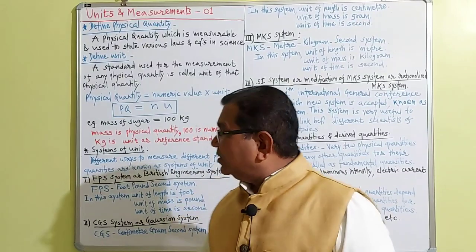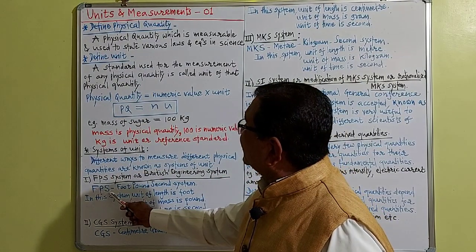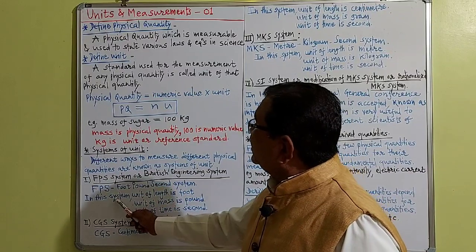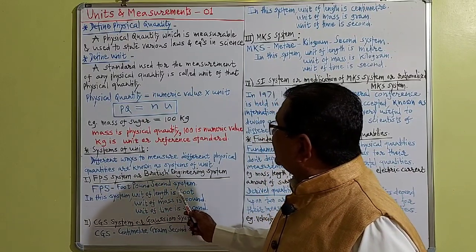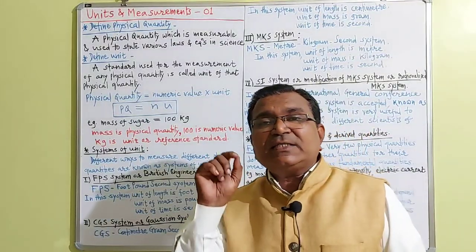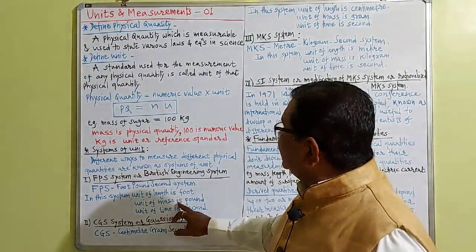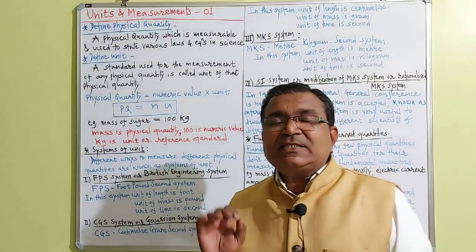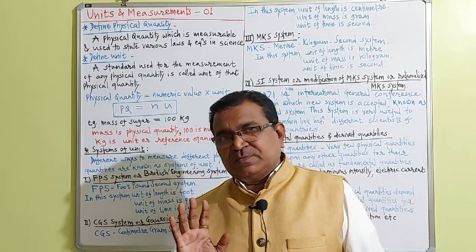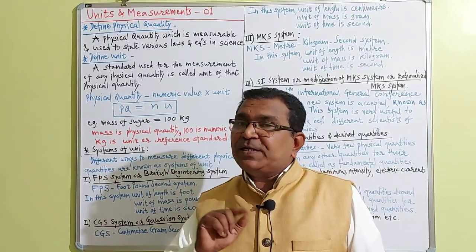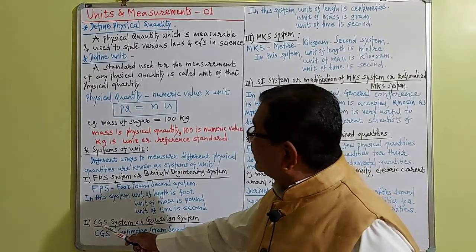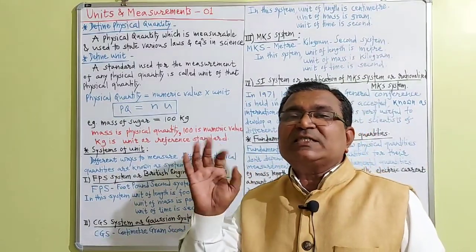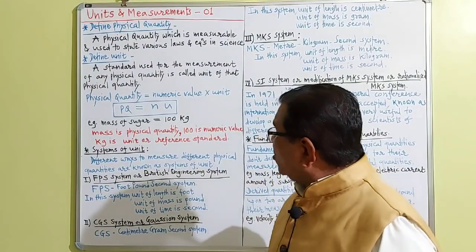Remember well, dear students. Here FPS is the foot, pound, second system. In this system, the unit of length is foot, the unit of mass is pound, and the unit of time is second. This is the FPS system. After learning the FPS system, the second system is the CGS system, also called the Gaussian system.